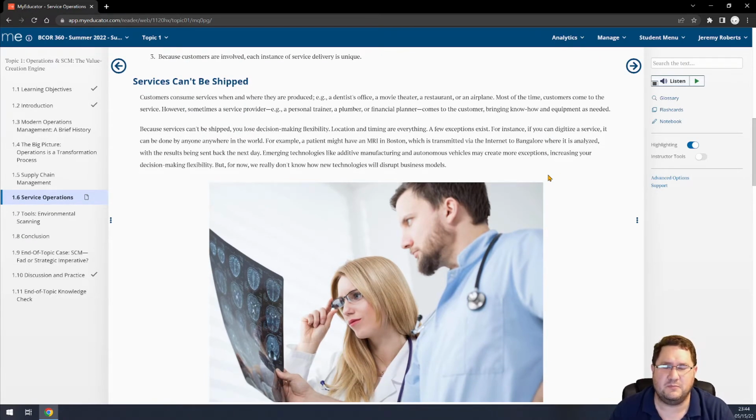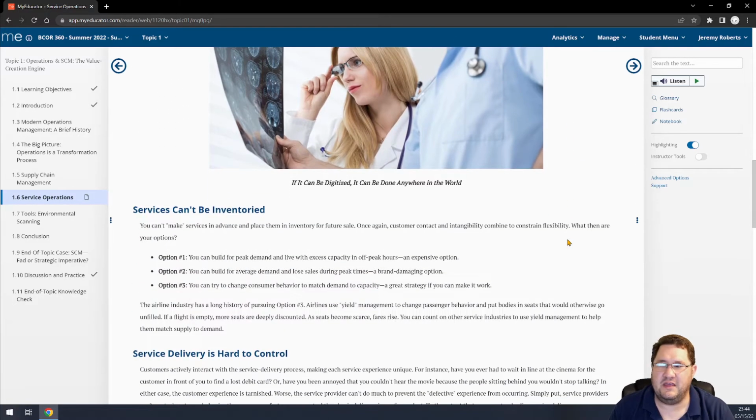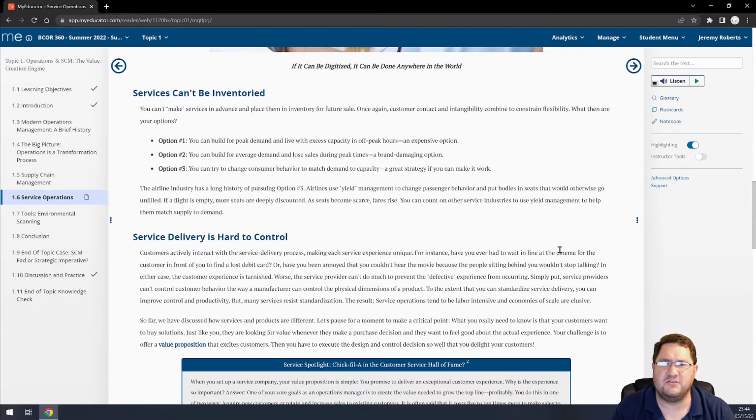Services can't be shipped. You can't put them in a box, hand them over to the post office or UPS or FedEx and ship it somewhere. You have to give it to them where they want it. It uses a dentist office, a movie theater, restaurant, airplane. You're not getting a physical product. You're getting a service. So you can't ship them, and they can't be inventoried.